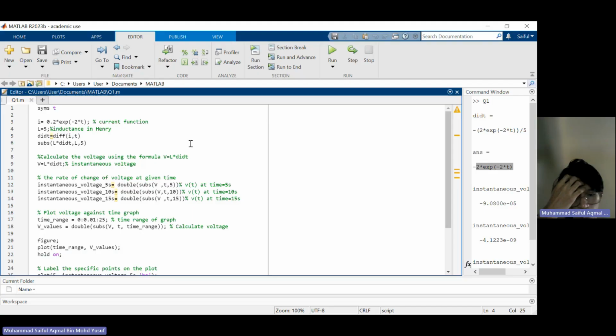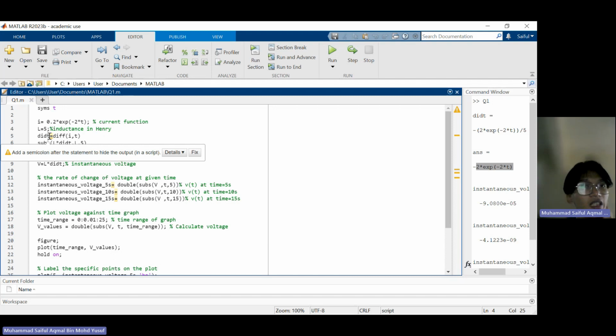So firstly, we extract all of the information given from question 1, which is L equal to 5. Then we differentiate i(t), which will show the result of di/dt. Since the voltage across the inductor is V equals L di/dt, we set the formula as the instantaneous voltage. After the differentiation, we substitute the value L equal to 5 and di/dt into the instantaneous voltage, and this should show the equation result for V equals L di/dt.